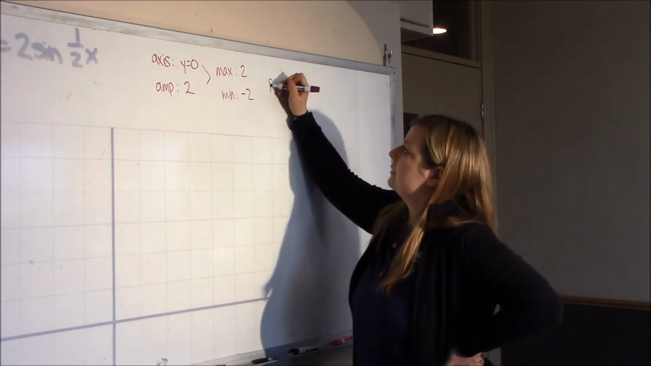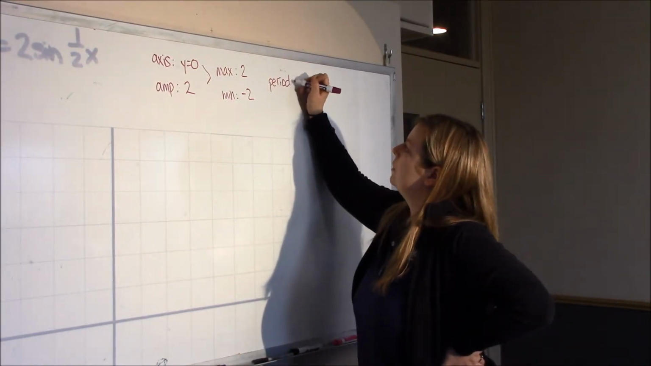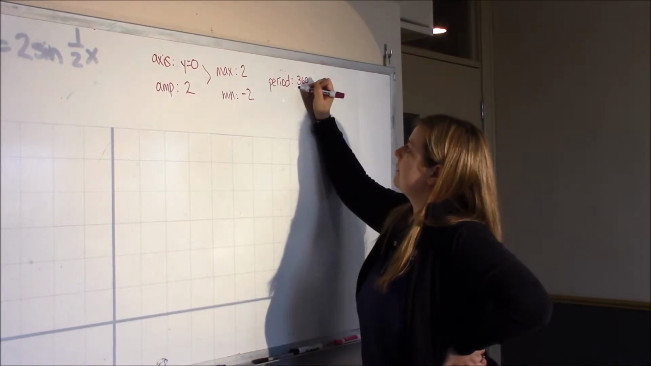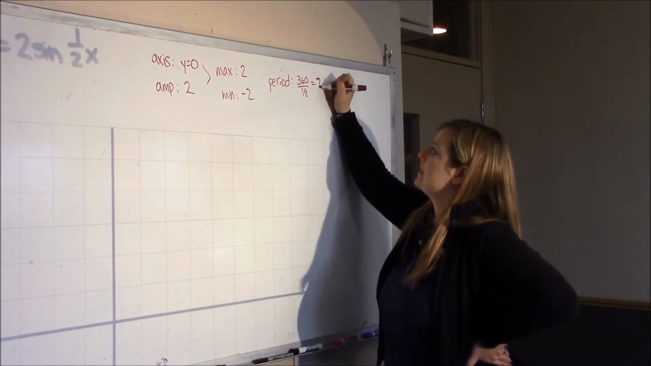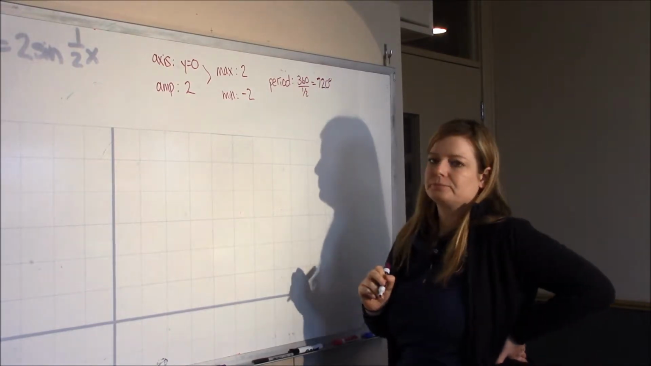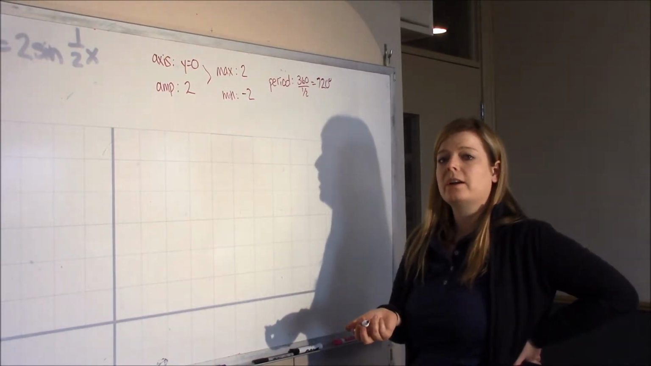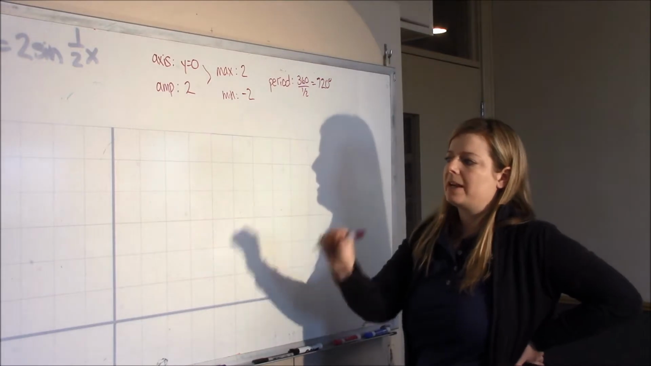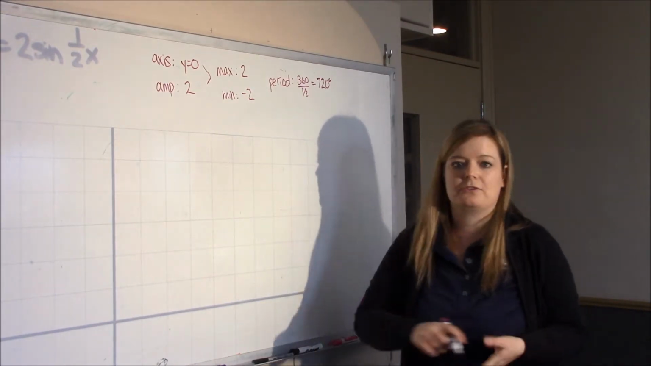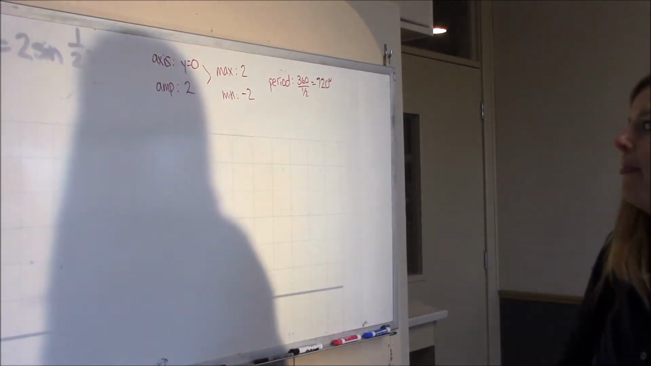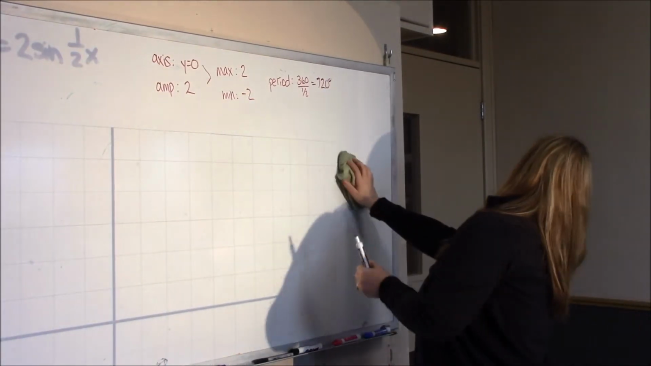My period is 360 divided by a half, so that's 360 times 2, which is 720 degrees. I divide that by 4, which is 180, so I need my ticks to be 180 degrees apart to accurately show this transformation, to show the 4 sections.